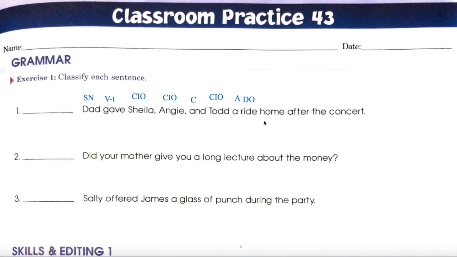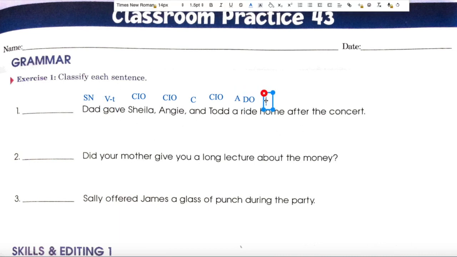Here is a really tricky one. Gave a ride where? Home. Home is actually describing where Dad gave the ride, so it's describing gave. It's describing a verb. That means it's an adverb.